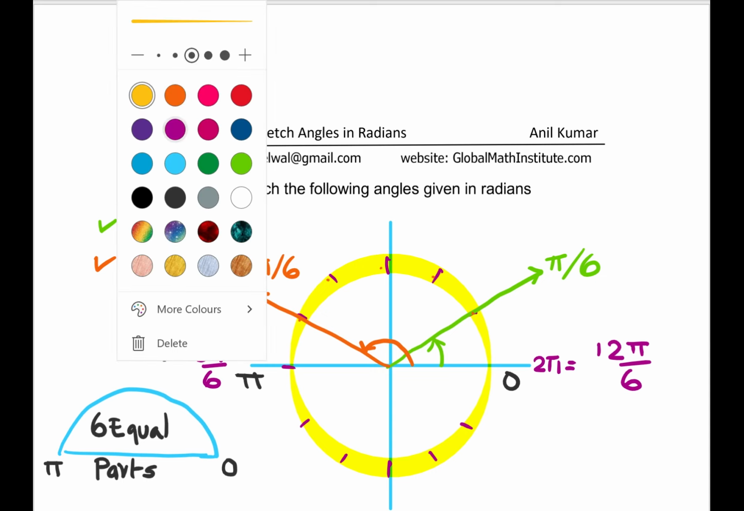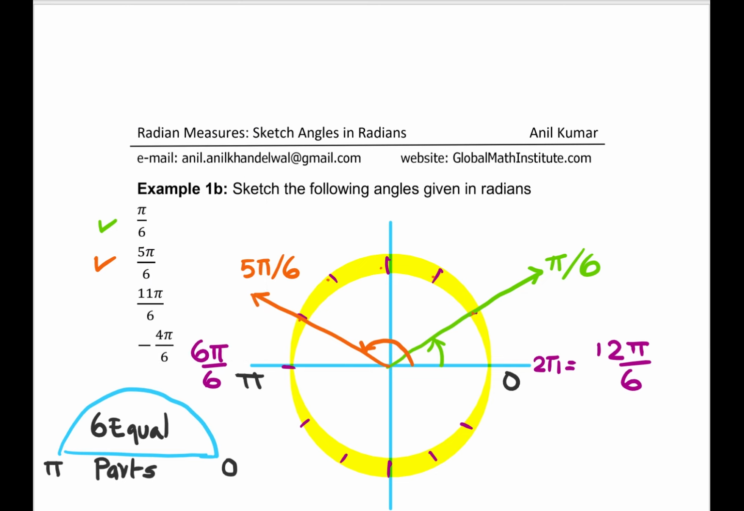Now let's do the next one, which is 11 pi by 6. 11 pi by 6 means here it is 6, right? 7, 8, 9, 10, 11. So that is your 11 pi by 6. So connecting with the center, which is the vertex of the angle, what we get here is in radians 11 pi by 6, right? So that is the angle 11 pi by 6.